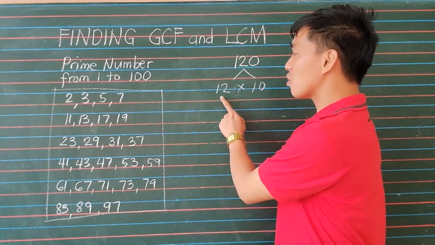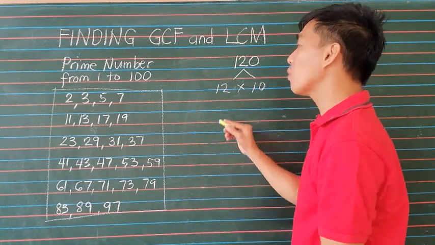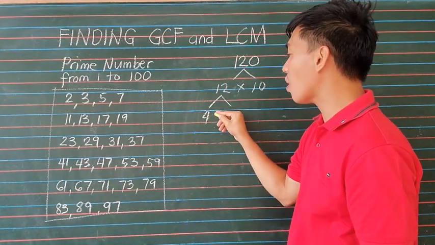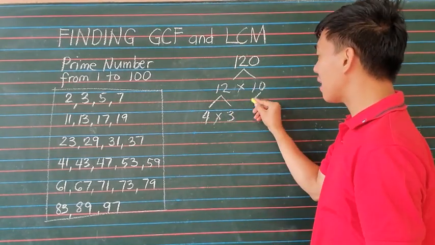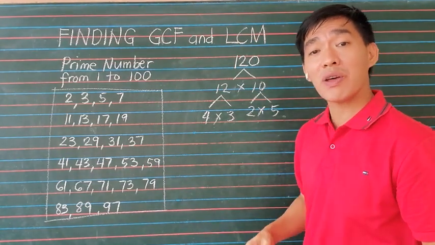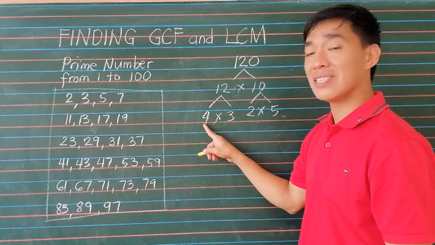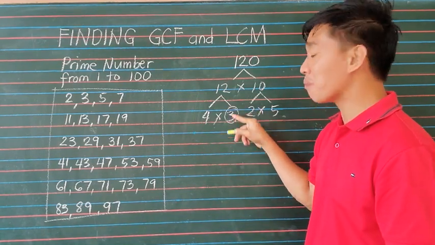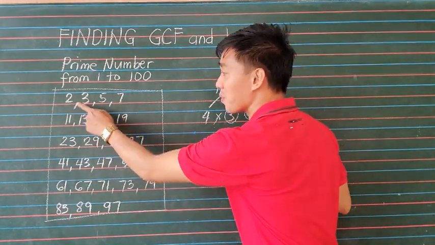This time, ask yourself if 12 is already a prime number. No, it's not. So we could still split it or factor it out to 4 times 3. Also, we have to factor out 10 as 2 times 5. Now, check if the factors are already prime or not yet. So 4 is not yet a prime, so later we could still factor it out. 3 is already a prime, 2 is already a prime, and 5 is already a prime.